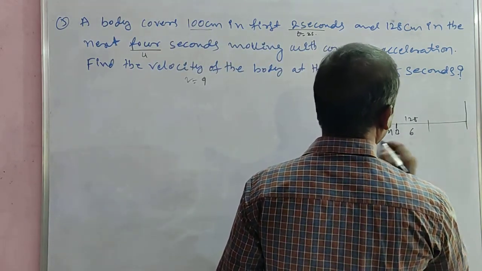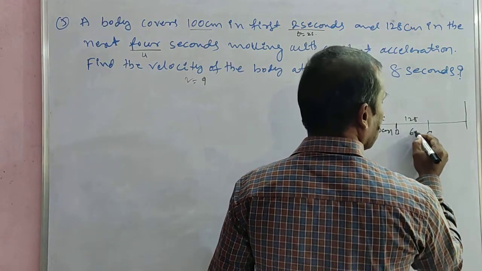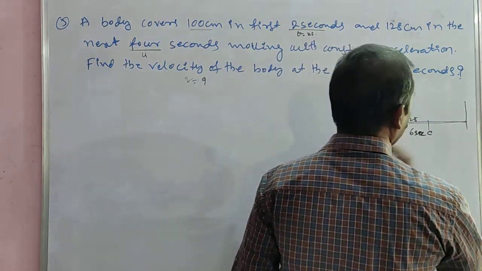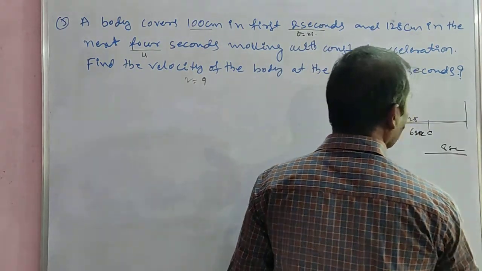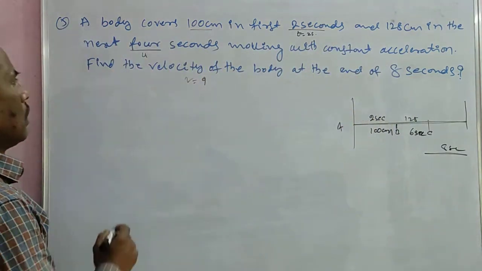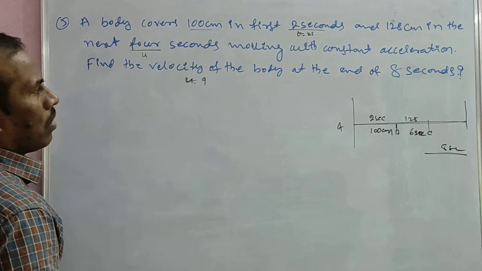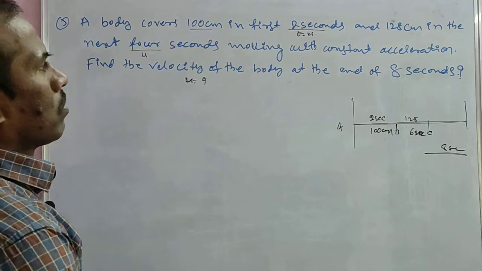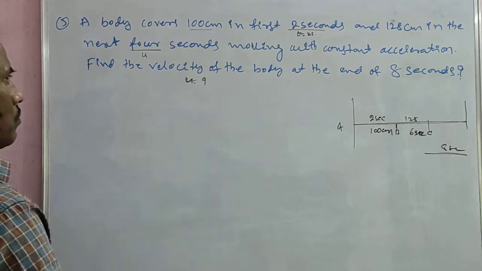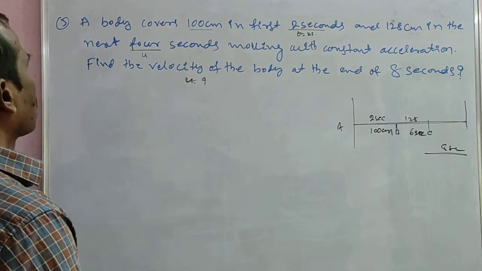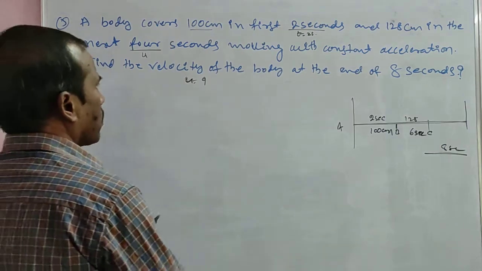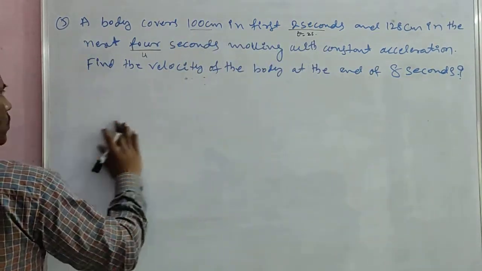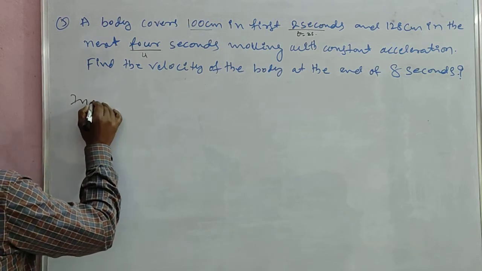Next, 6 seconds, that is equal to A to, for example, C. Last 8 seconds means this is the total of 8 seconds. Now find out the initial velocity, and find out the velocity of the bus or body. First of all, a very simple explanation, and the example is also very simple.